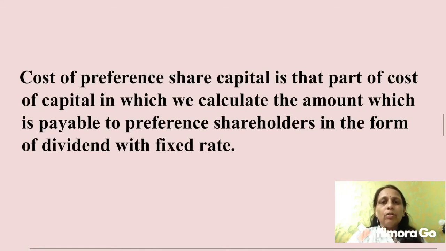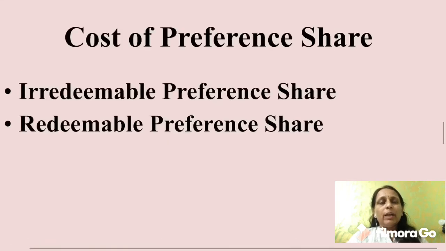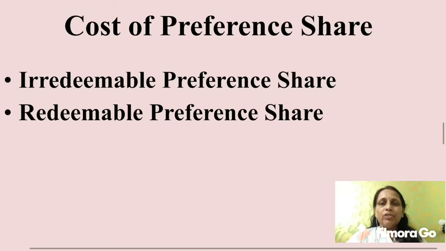To calculate the cost of preference shares, we have to first see what type of preference shares a firm can issue. The preference shares can be redeemable or irredeemable. If I say irredeemable preference share, that means the company does not specify the time duration or the maturity when the share capital will be given back or redeemed. So, such preference share capital is irredeemable preference share capital.